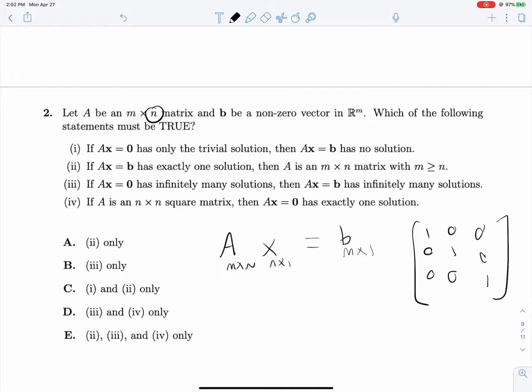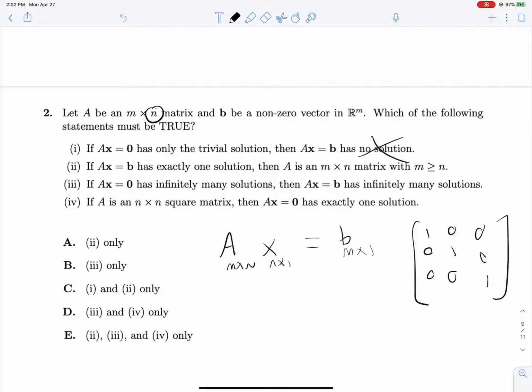Then does Ax equals B have no solution? Well, no, because this matrix right here, what does it do? It takes in R3 and does literally nothing to it. And so Ax equals B will have a unique solution, not that it needs to be unique for this question, but it will have a solution for all B in R3. So nope, this is not true.